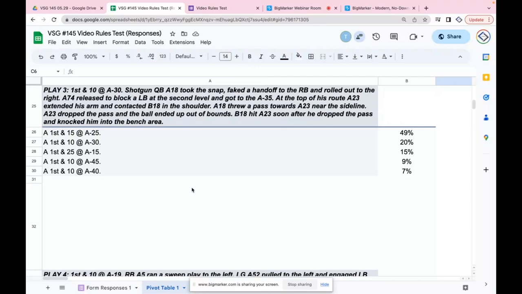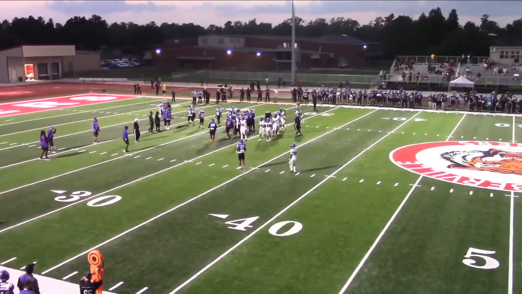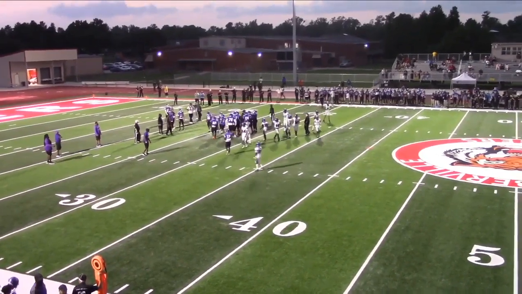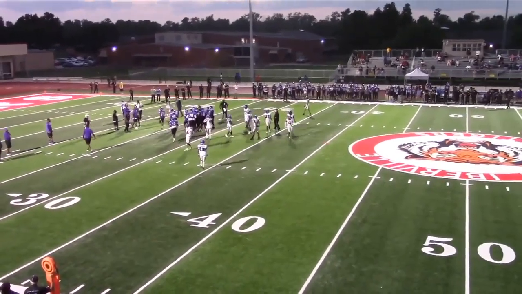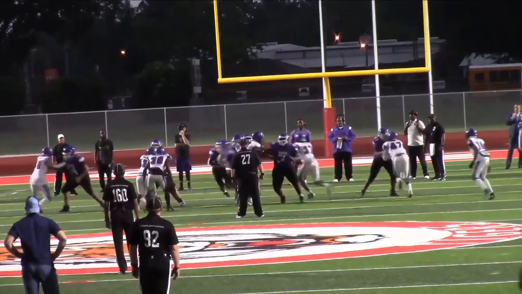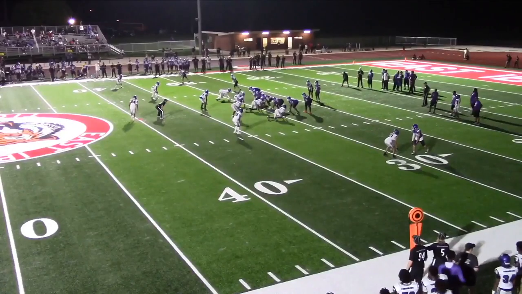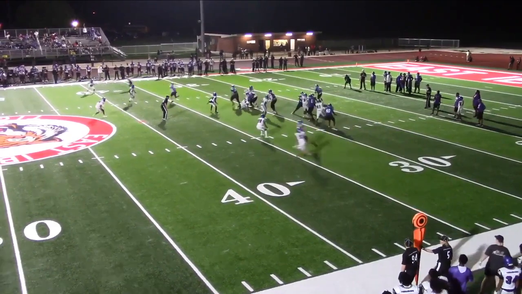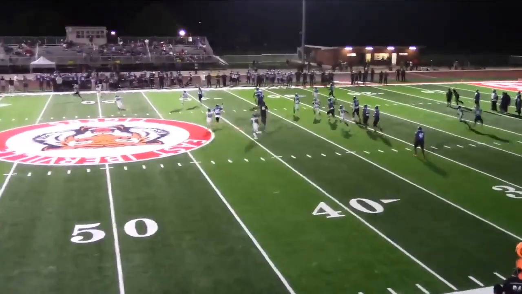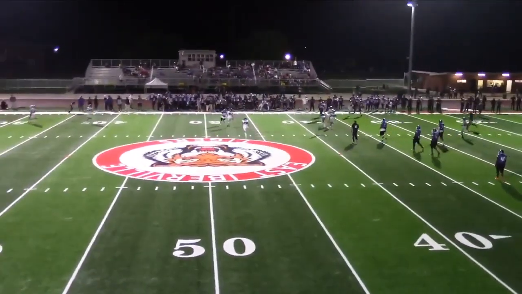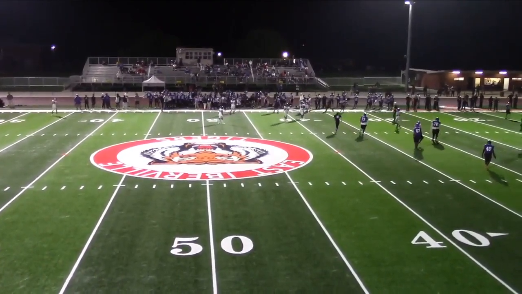What are we doing on play 3? What's the essence of play 3? Let's just put the play on. We have a lineman leaking out to the second level. We have some interesting contact at the top of the receiver's route, and then we have a hit at the end of the play. All right, here we go. So we'll see a lineman leak out to the second level. Then we see a pass, and we see some contact at the end of the play.